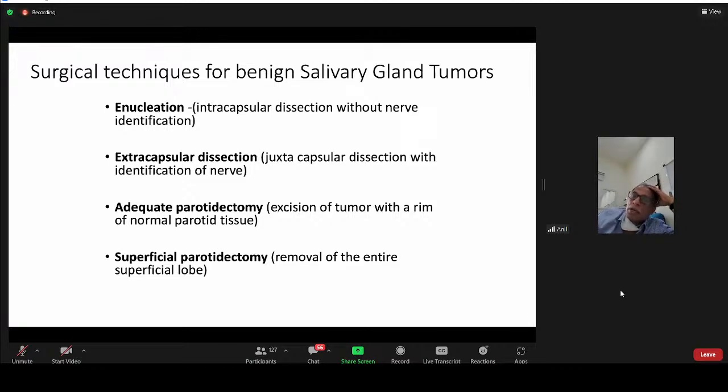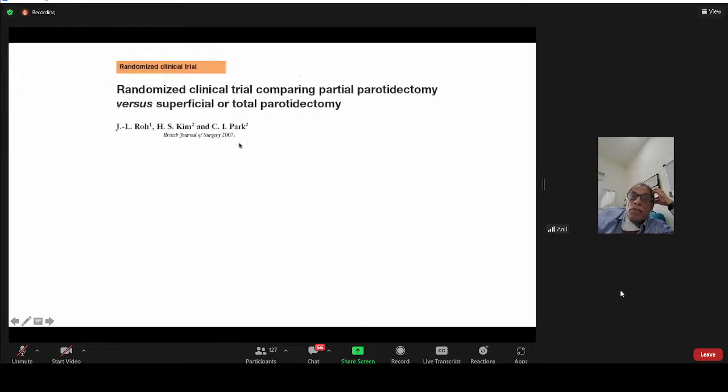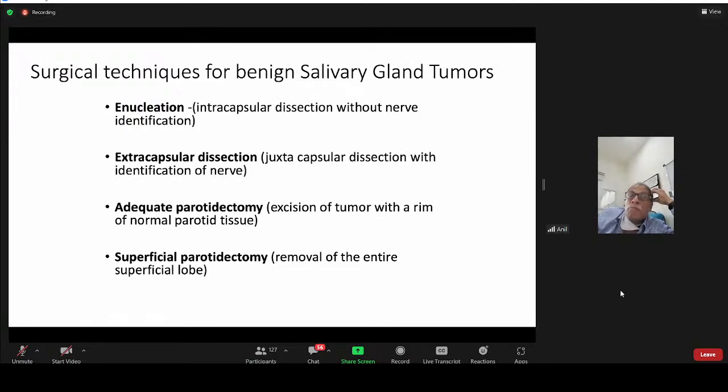There is a meta-analysis about a decade old that did show the complications of transient facial nerve palsy were less and Frey's was less. But this should be in very, very selected benign tumor cases. But by and large, all of us do what's known as an adequate parotidectomy. To me, superficial parotidectomy is also a terminology that's history.